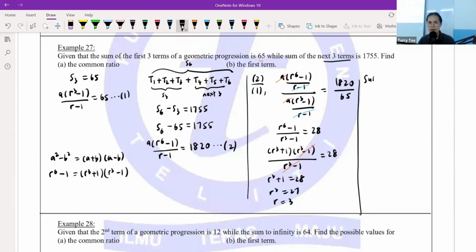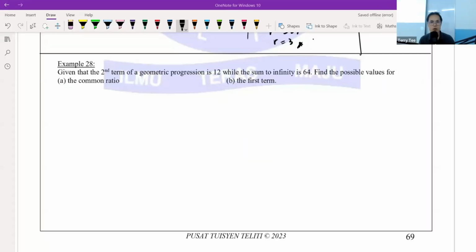Now, I've got my r, I got my common ratio already. I want to find the first term. So I sub inside equation 1. Equation 2 also can, but equation 1 will be easier. Your r is 3, 3 power 3, 27, right? Divided by 3 minus 1 equals 65. This is 27 minus 1, 26. 26 divided by 2 is 13. You can use your calculator. My a is 5.